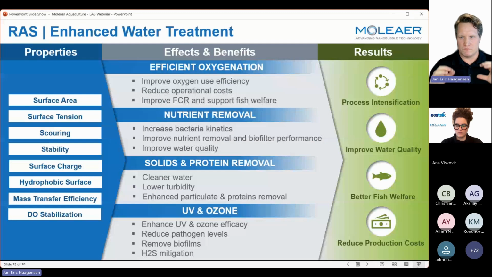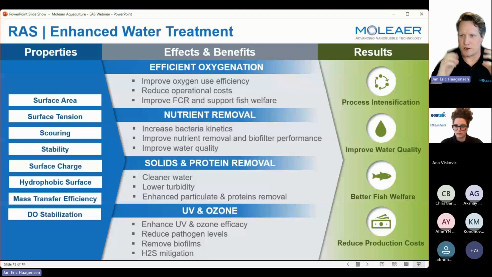So if we go even further down into the details here of the properties and going up to the high level. Nanobubbles have a surface area that is 2,000 times larger than a microbubble, meaning that it gets a very much larger area to treat. Nanobubbles, they reduce surface tension. They have this scouring effect that I mentioned, and the bubble stability in itself, staying long over time.